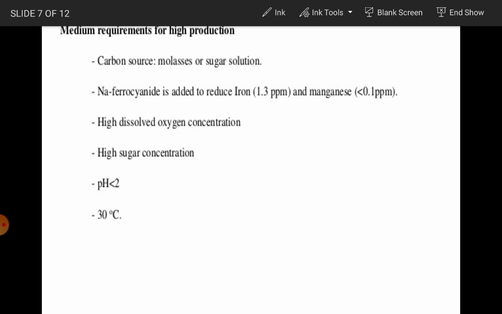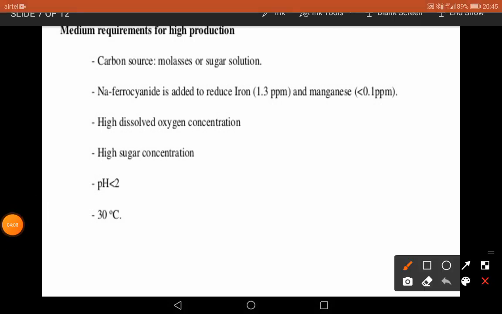Media requirements for high production: carbon sources like molasses or sugar solution. Sodium ferrocyanide is added to reduce iron and manganese. High dissolved oxygen concentration is required. High sugar concentration is required, and pH should be low. It should be acidic, and the temperature should be around 30 degrees centigrade.